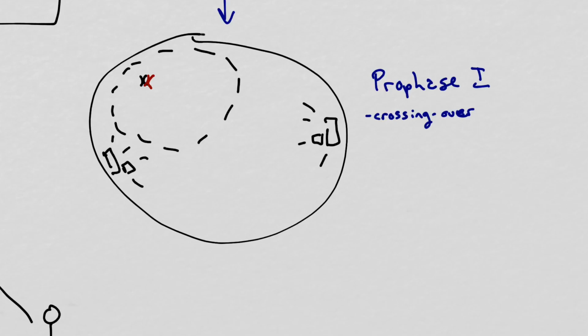Now, we need a vocab word to be thrown in here. And that vocab word is chiasmata.